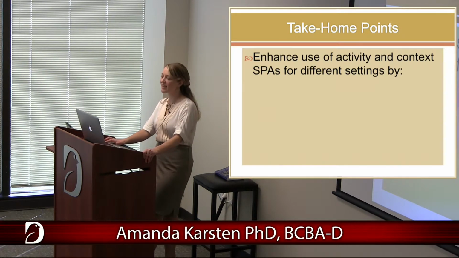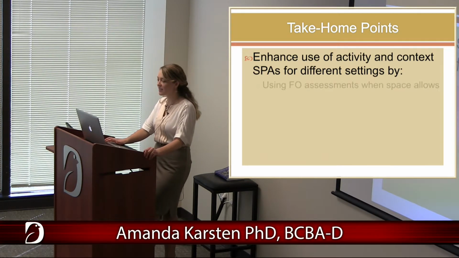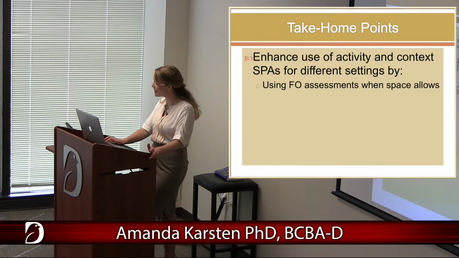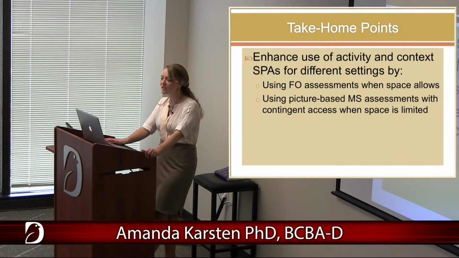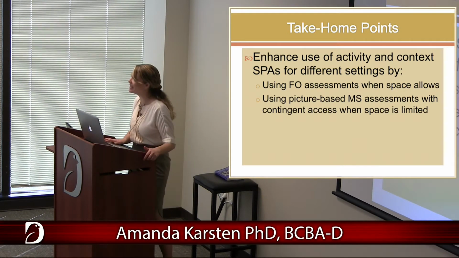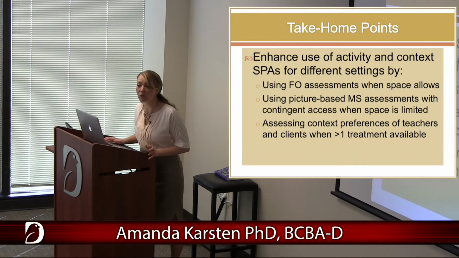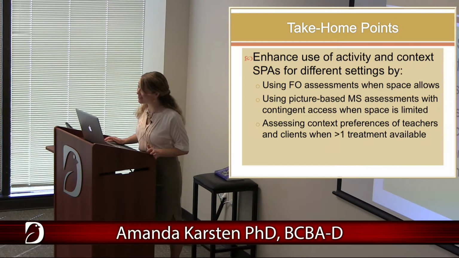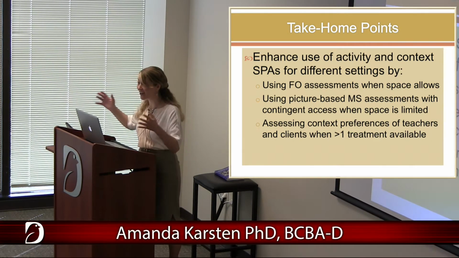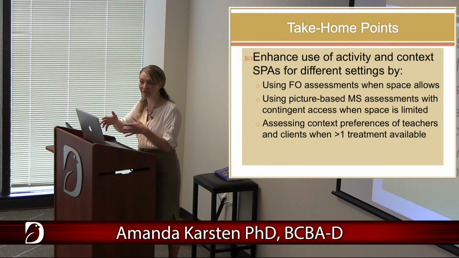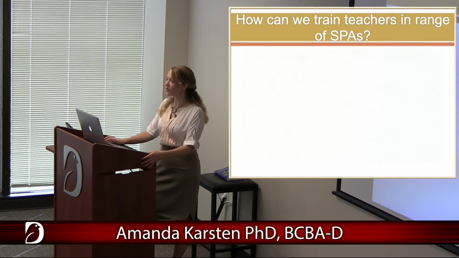Okay, so some take-home points on context preferences. You can enhance the use of your activity and context SPAs by using free operants when space allows. Okay, that was the tunnel and bowling example that you saw. Use picture-based multiple stimulus with contingent access. That's the key when space is limited. And then assess context preferences of teachers and clients when you have more than one effective option. So again, we're not concerned with good data on preference until we know we can be effective. But if there are multiple ways we can be effective, we want to know, based on good data, what our teachers and our clients are most happy doing, based on their expert knowledge of the context in which that has to happen. Okay? So dissemination of these methods.